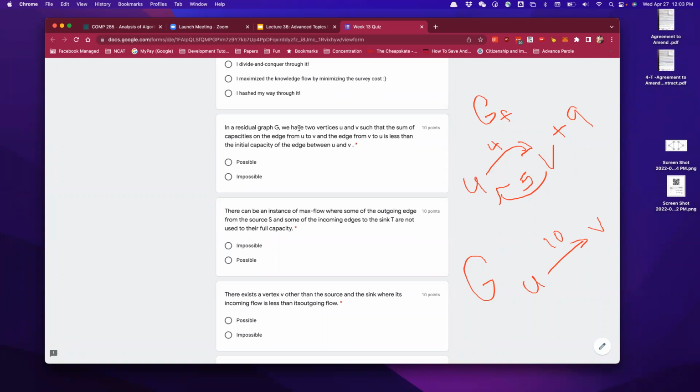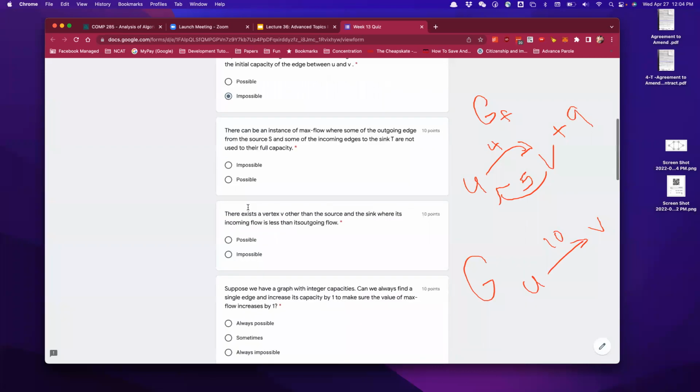Yeah, it's impossible, right? Because these two capacities, the forward edge and the backwards edge, so the edge going along the same direction as our original edge, plus the edge going in the opposite direction, will always add up to the total capacity, because the forward edge is how much capacity we have left that we have not used up, and the backwards edge is the capacity that we have used that we might want to undo. Does that make sense? So the answer here is impossible.